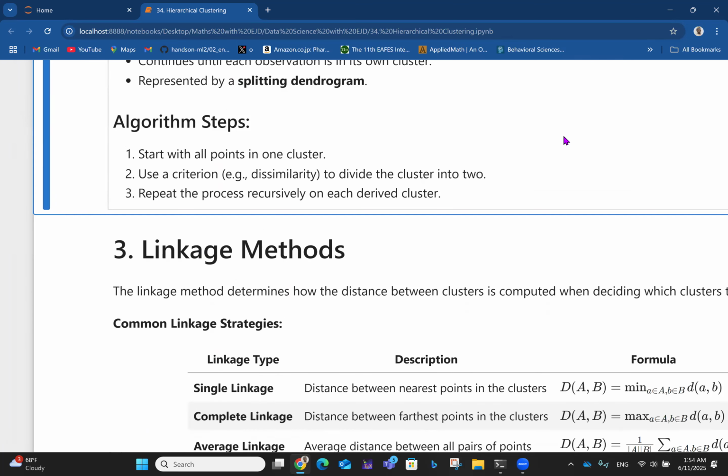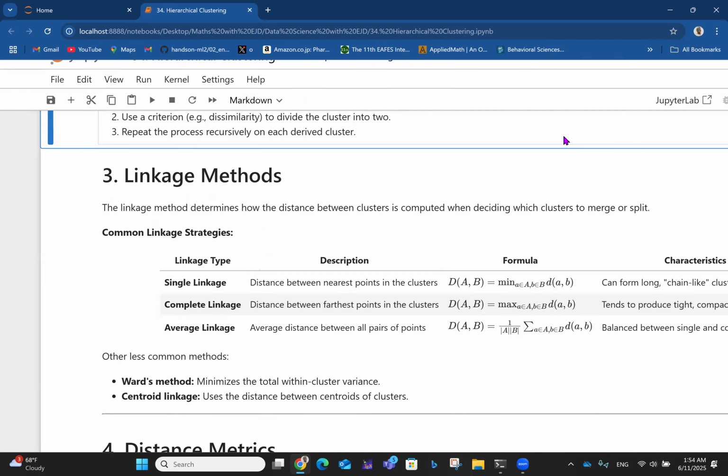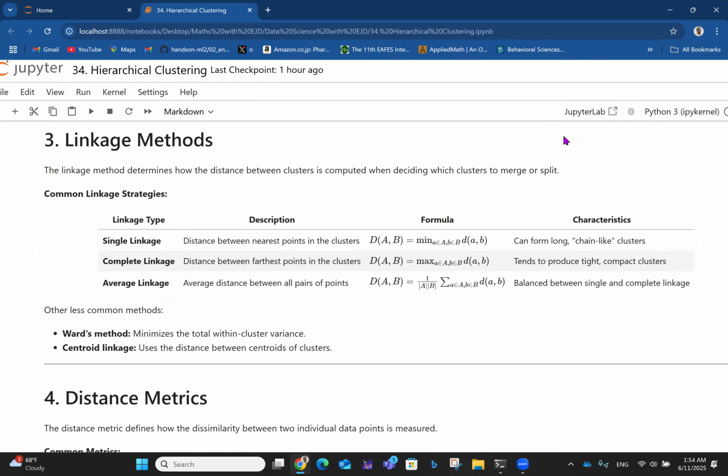So let's talk about linkage methods. How do you cluster things up? I think that's the idea of linkage method here. So the linkage method determines how the distance between clusters is computed when deciding which clusters to merge or split. So we have three different linkage types here. We have more than that actually, but three of them are discussed here.